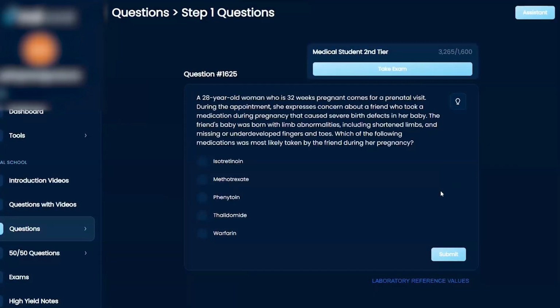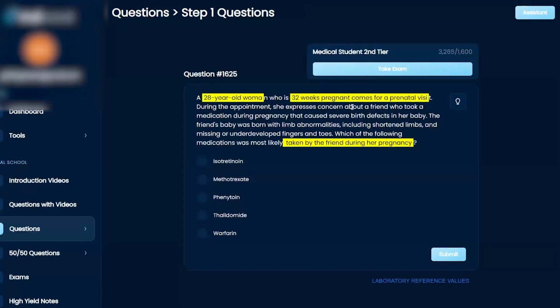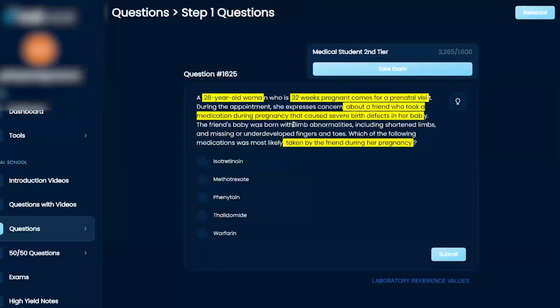Okay. Which of the following medications was most likely taken by the friend during her pregnancy? Isotretinoin, methotrexate, phenytoin, thalidomide, or warfarin? A 28-year-old woman who was 32 weeks pregnant comes for a prenatal visit. During the appointment, she expresses concern about a friend who took a medication during pregnancy that caused severe birth defects in her baby. The friend's baby was born with limb abnormalities, including shortened limbs and missing or underdeveloped fingers and toes. Which of the following medications was most likely taken by her friend during pregnancy?